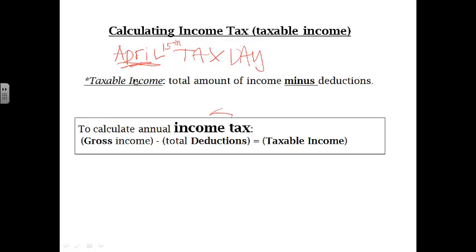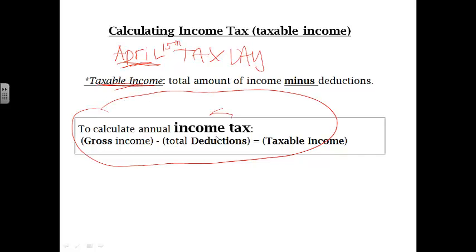Okay, so income tax is the same thing as taxable income, same word. It's the total amount of income minus your deductions. Here's a formula just like the one we just did. It's almost exactly the same. So when we do these types of things, you have your initial money, which is your gross income.